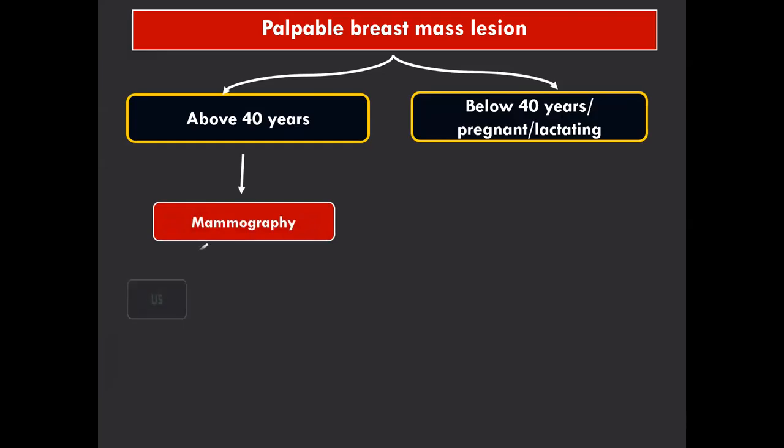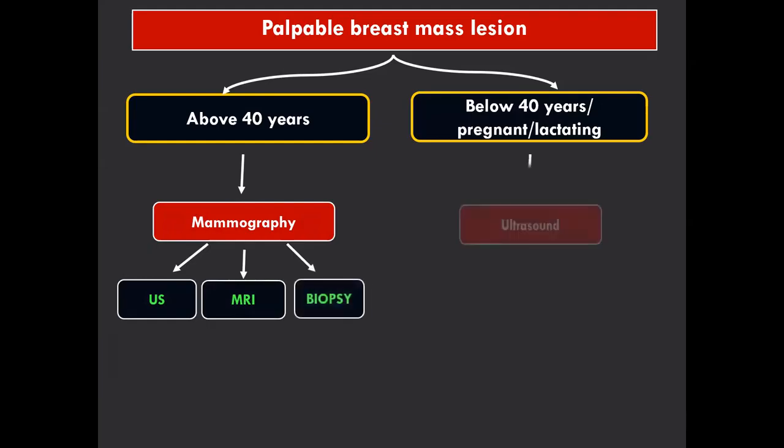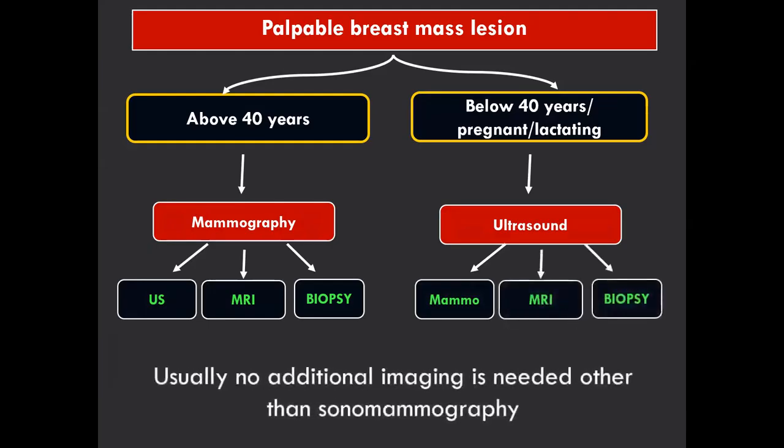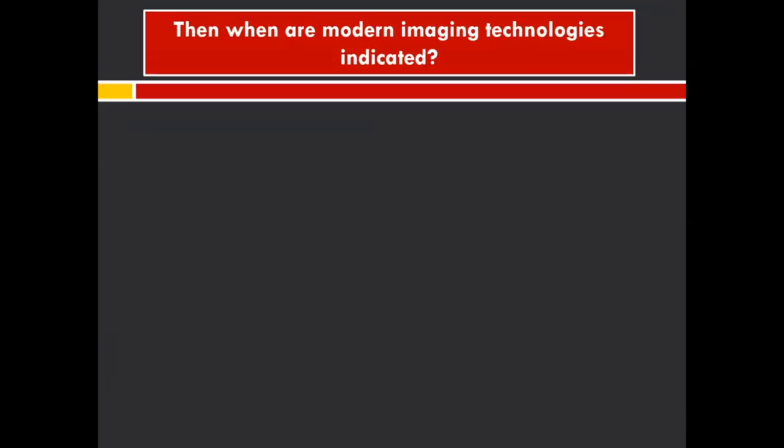Above 40 years, we start with a mammogram, which might be complemented with ultrasound, MRI, or biopsy. Less than 40 years, we usually start with an ultrasound, which might be complemented with mammography, MRI, and biopsy. But usually, no additional imaging is needed other than sonomammography.